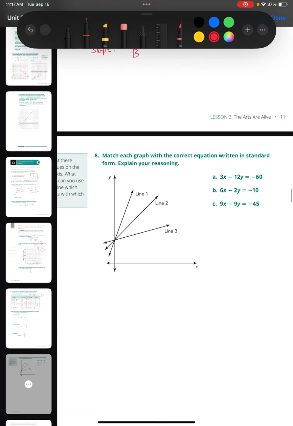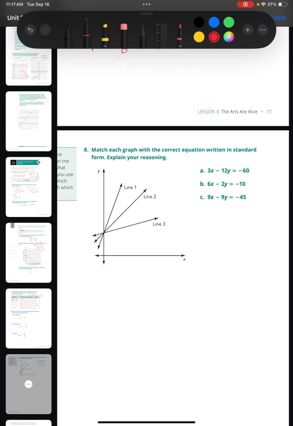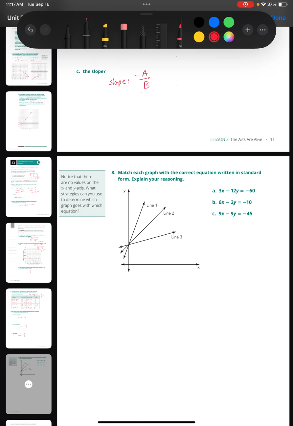All right, so matching up these. They all have the same y-intercept. We can tell they have different slopes. So let's look at the slopes of these. For A, if we use that trick to find slope of negative A over B, that slope would be negative 3 divided by negative 12, which divides to be 1 over 4.